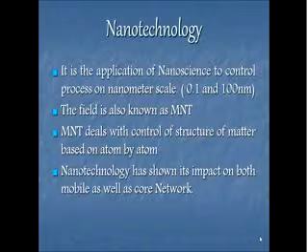Nanotechnology is the application of nanoscience to control processes on the nanometer scale, that is between 0.1 and 100 nm. The field is also known as molecular nanotechnology, MNT. MNT deals with control of the structure of matter based on atom-by-atom and molecule-by-molecule engineering. The term nanotechnology was introduced by Norio Taniguchi in 1974 at the Tokyo International Conference on Production Engineering. Nanotechnology is the next industrial revolution and the telecommunication industry will be radically transformed by it in a few years.